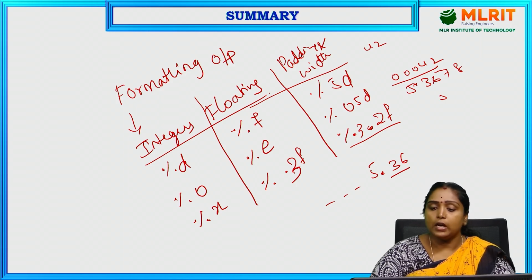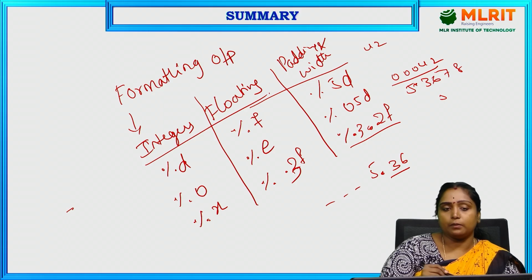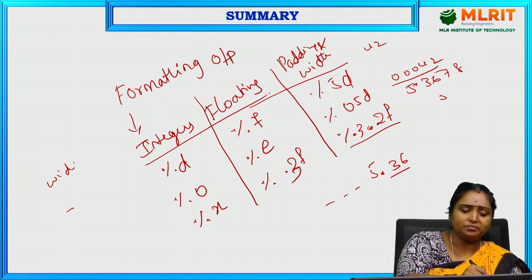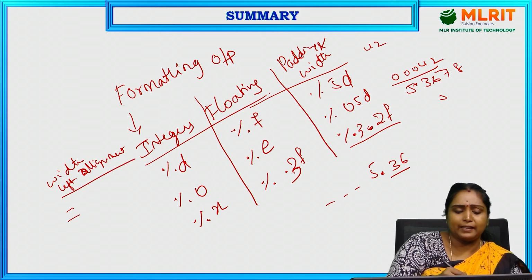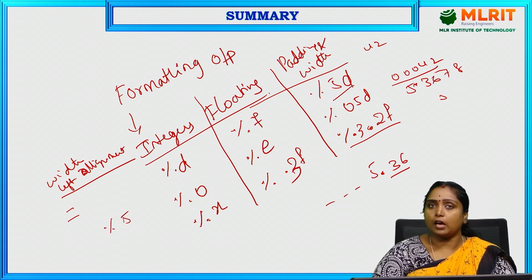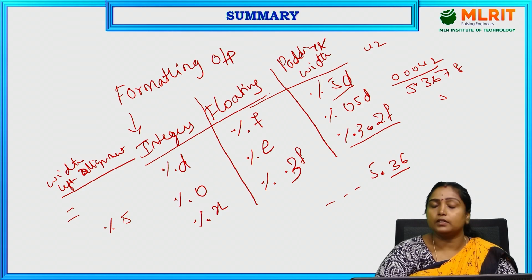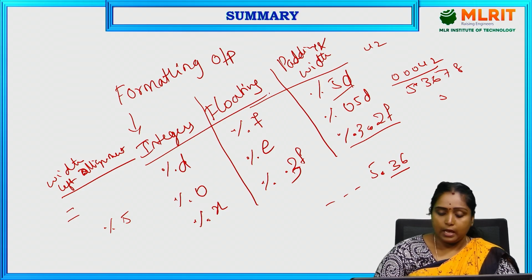This is how it works, and we have seen the left alignment also. We have left and right alignment. If I want to go with the left alignment, you have to use a hyphen, and if I want right alignment, you can directly go with the width value. So this is how we have seen the formatting of output printing statements.